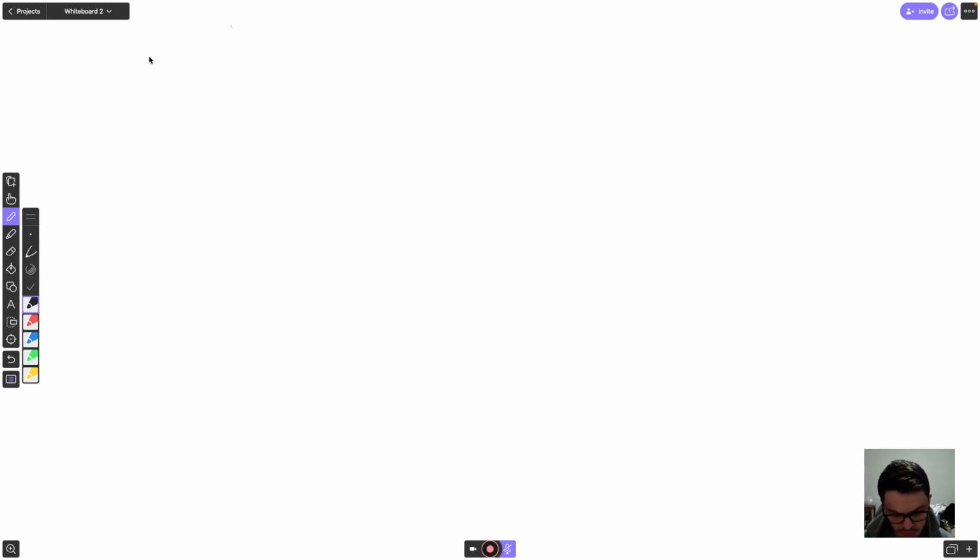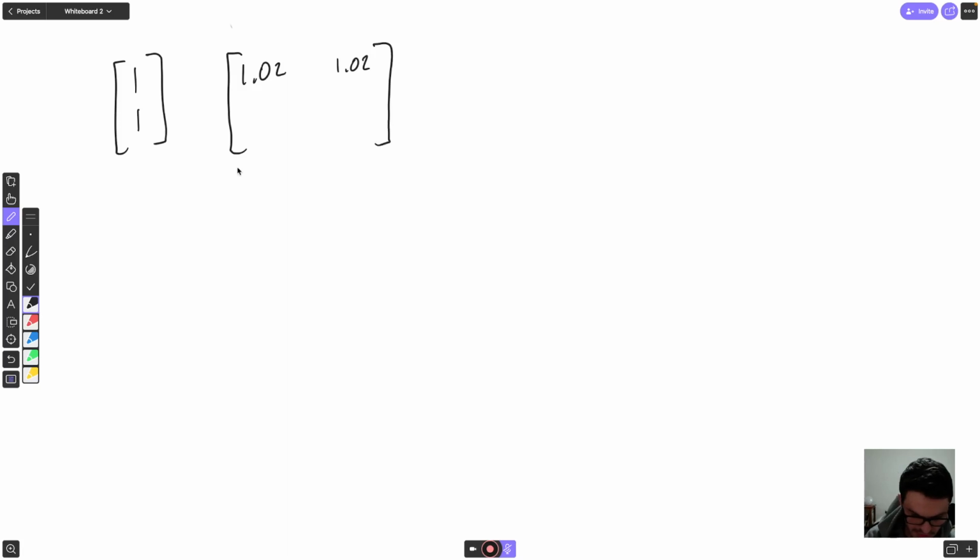Okay, so we're going to start with our pretty standard setup. We have our two assets, so 1 and 1, and then we have a bond up top, 1.02, 1.02, and then the stock on the bottom. This is going to be our down state for the stock, and this is going to be the up state for the stock, and this is going to be 0.9, and this is 1.2, okay?